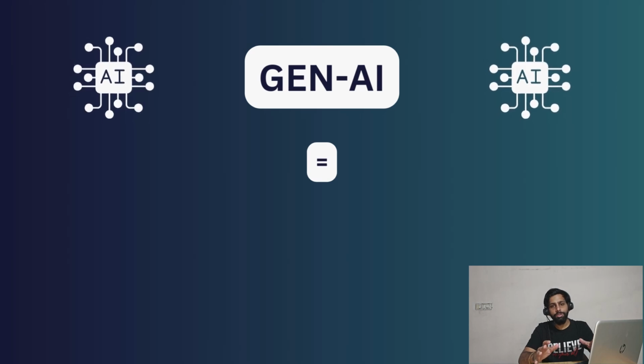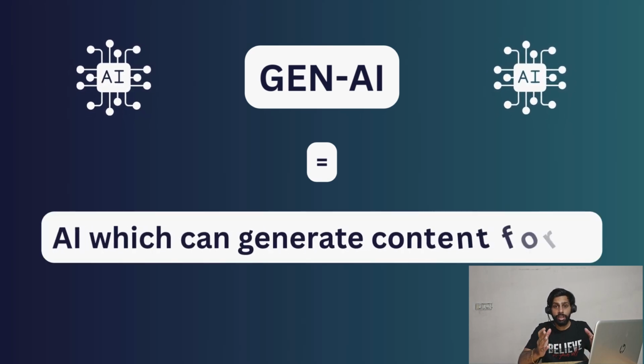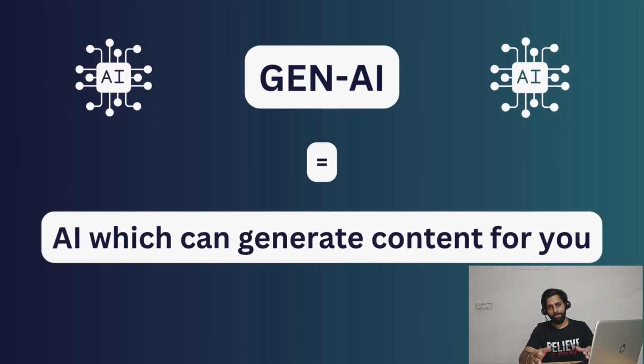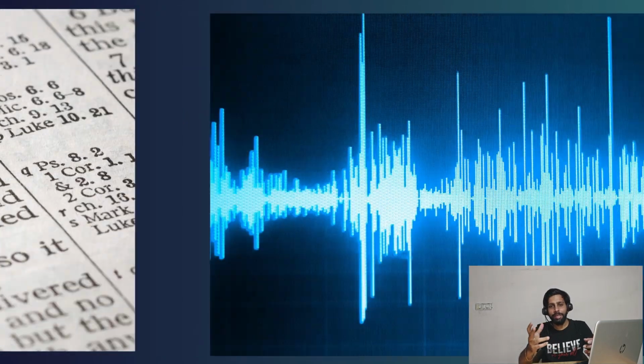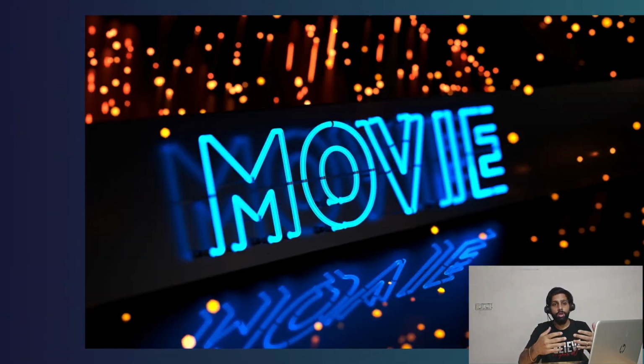So GenAI, in simple terms, is just a branch of AI which can generate or create content for you. Like it can create text, audio, images, video, code generation, anything. So an AI that can generate content for you, in simple terms, is called generative AI.